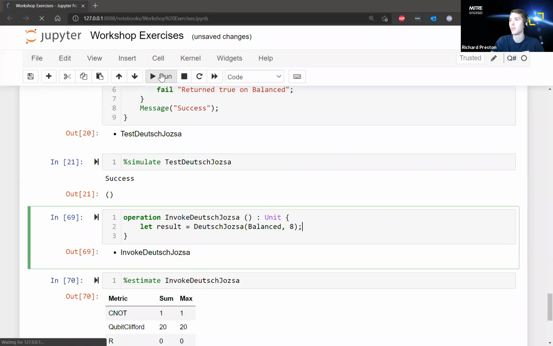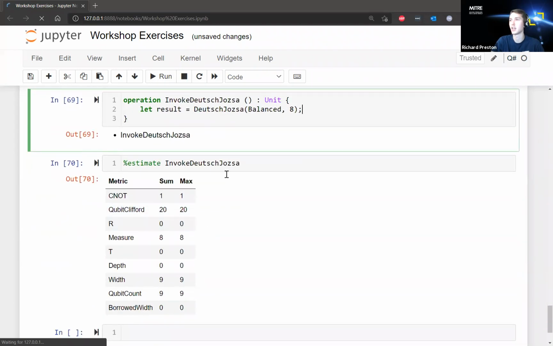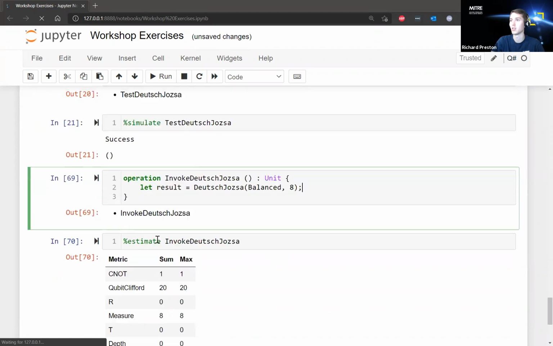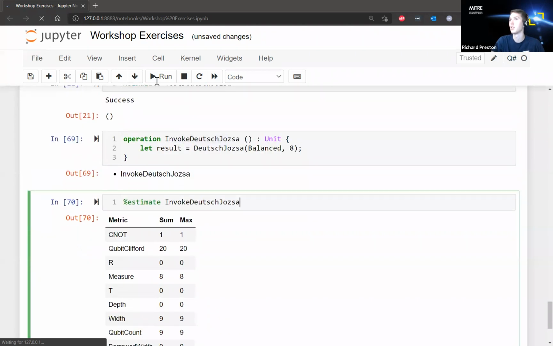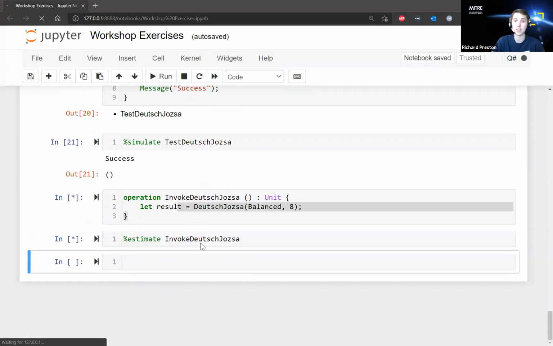So here, what I wanted to show you guys is that I can estimate the quantum computational resources that would be required to run this on a real quantum computer. Use this estimate command. I just set up a very simple operation that invokes the Deutsch-Jozsa algorithm. So then when we run that and estimate it, it'll generate this nice table for us.